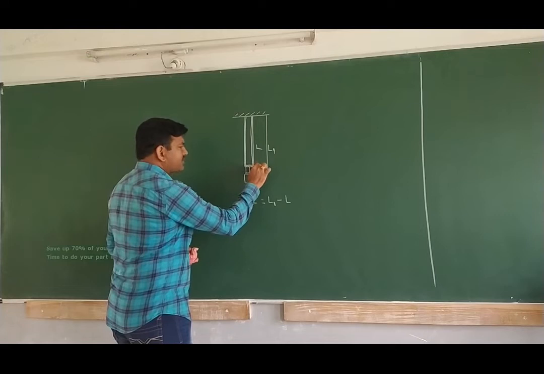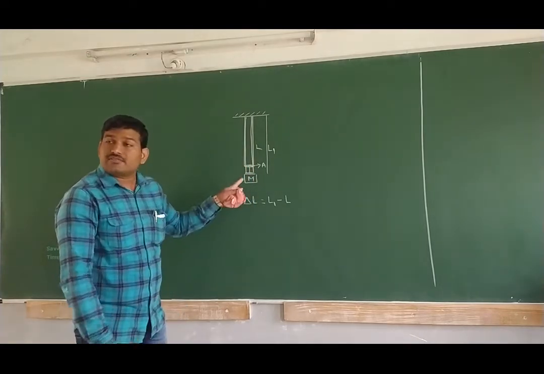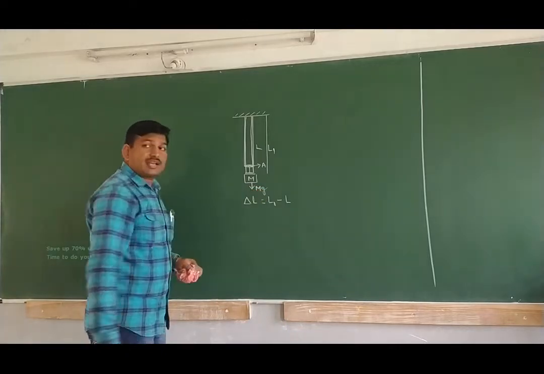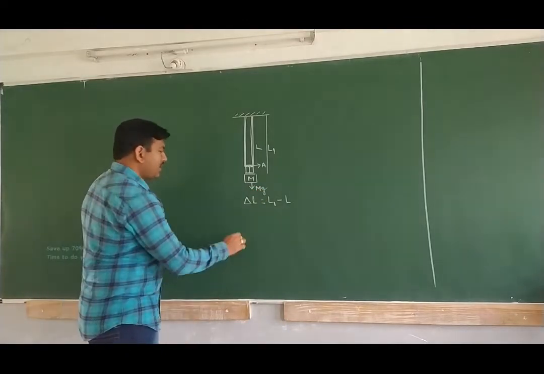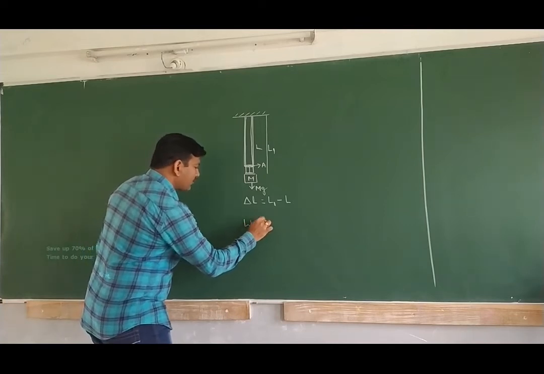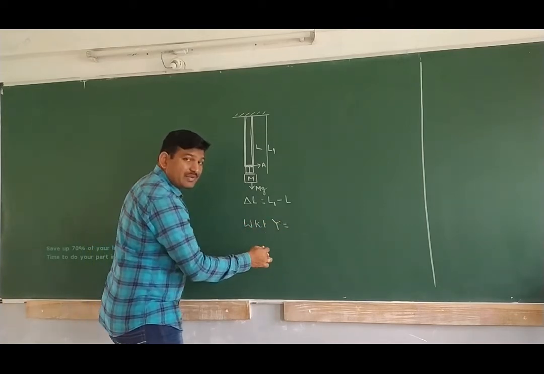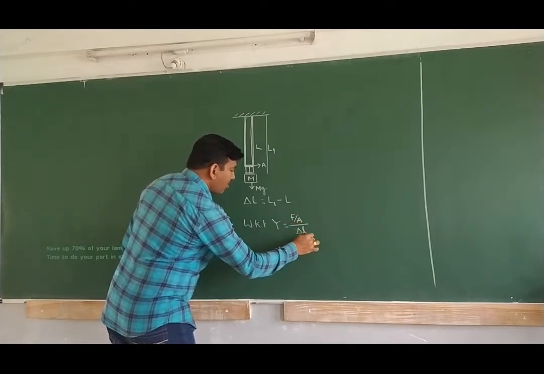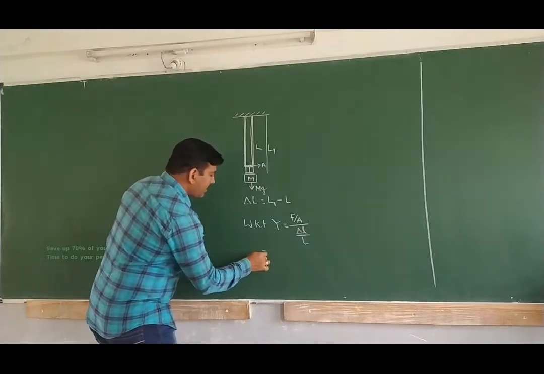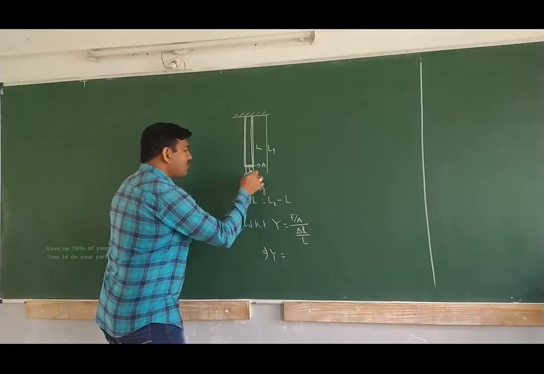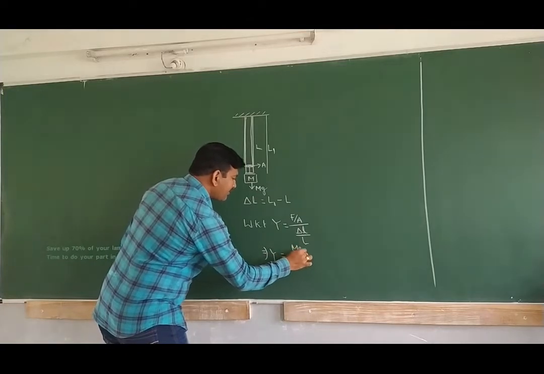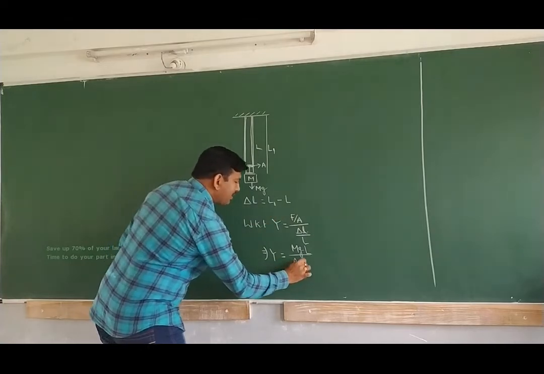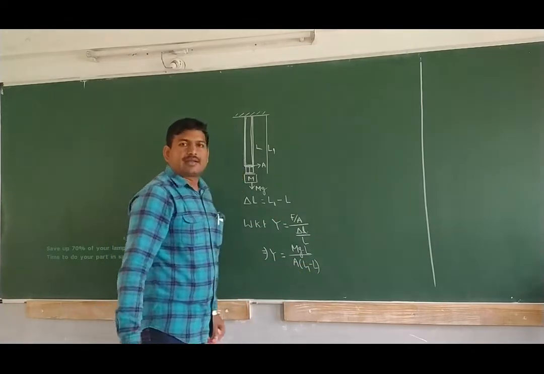What is the area of cross section given? A. So what is the force acting on the wire? mg is the force acting on the wire. Now they are asking us to calculate Young's modulus. We know that Young's modulus is equal to stress by strain, or force acting per unit area divided by change in length by original length. According to this, Young's modulus is equal to force mg, area is given as A, L goes up, and this delta L is nothing but L1 minus L. So this will be the right answer.